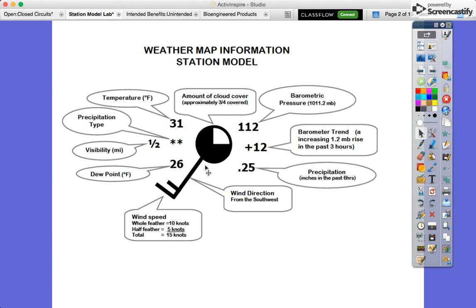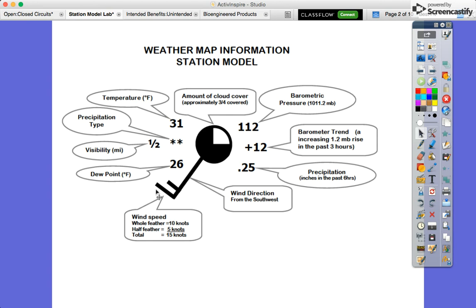The wind direction is always indicated by a bar that comes off of the circle that shows cloud cover. You read this like you would a compass rose. This bar is pointing in what would be a southern and western direction, so this is southwest. The wind speed is represented by feathers that are attached to the bar that represents wind direction.